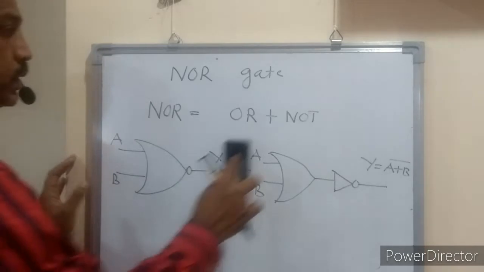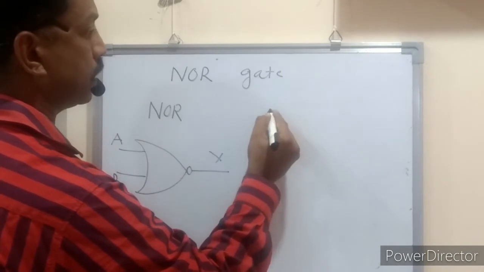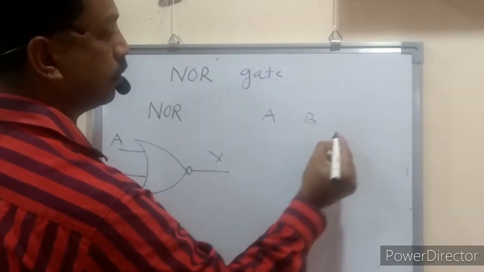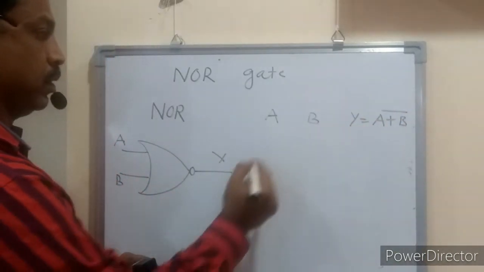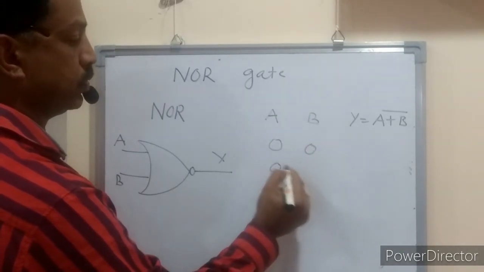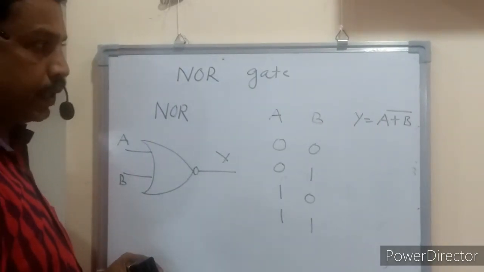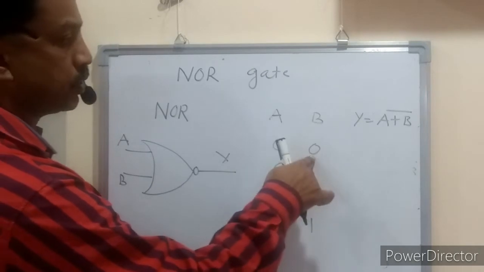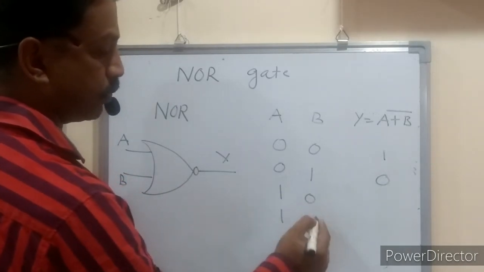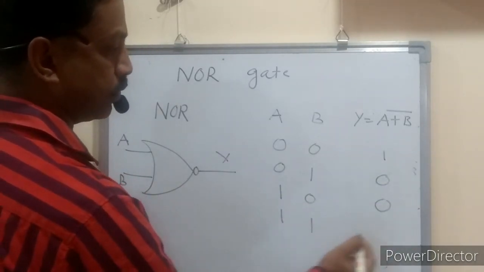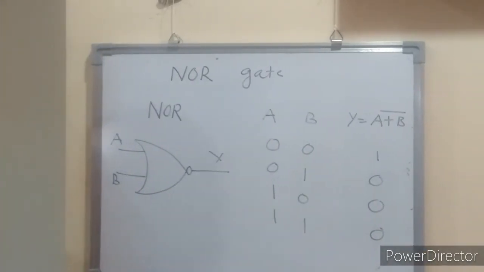Okay, now we see the truth table of NOR gate. Here it is A, here B, and Y equal to (A plus B) complement. Now again the four combinations 0 0, 0 1, 1 0, 1 1. In OR gate, what you will get? Its complement, it is NOR gate. So 0 plus 0 is 0, its complement is 1. 0 plus 1 is 1, its complement is 0. 1 plus 0 is 1, its complement is 0. 1 plus 1 is 1, its complement is 0. So this is the truth table of NOR gate.